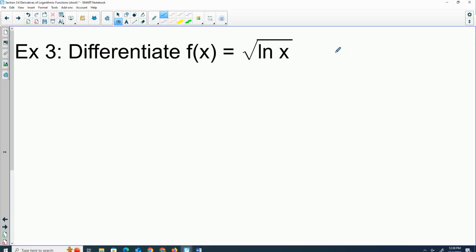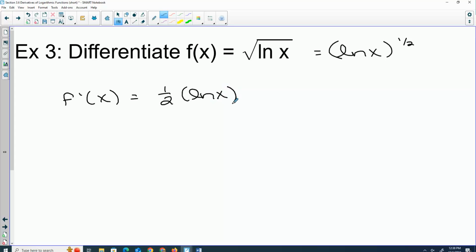A square root is the same thing as what? 1/2 power. All right, so our derivative. What do we have to do? Chain rule. So the power comes down, the inside stays the same. Oh, I did that wrong. Subtract 1 from the power, times the derivative of the inside. What's the derivative of natural log x? 1 over x.